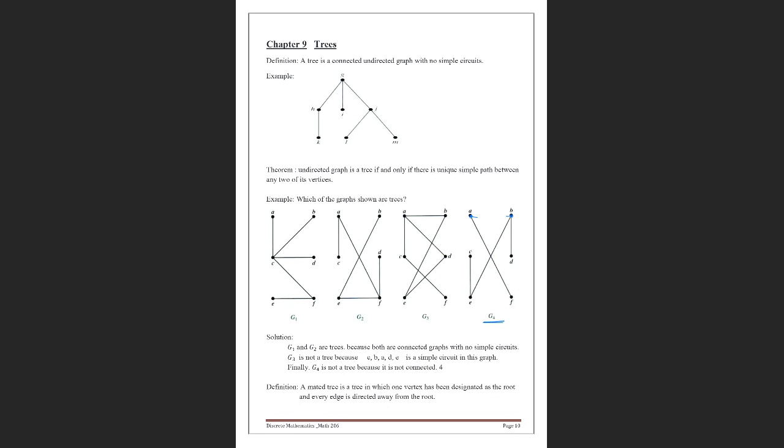G4 is not a tree and G3 is not a tree. G3 is not a tree because there are two paths between B and D. And G4 is not a tree because A and B are not connected. No path between A and B. But G1 is a tree and G2 is a tree. G3 has multiple paths, more than one.